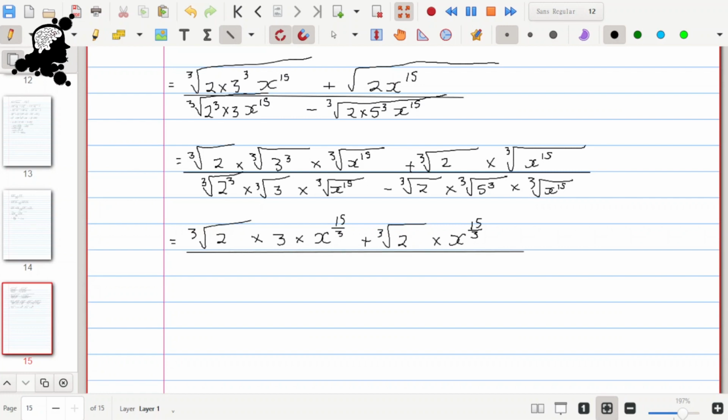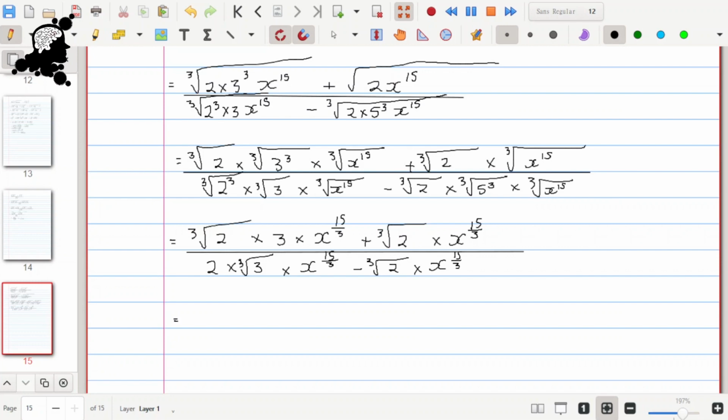All of this divided by the cube root of 2 to the power 3 is just 2 times the cube root of 3 times x to the power 15 divided by 3, minus the cube root of 2 is just the cube root of 2 times x to the power 15 divided by 3.